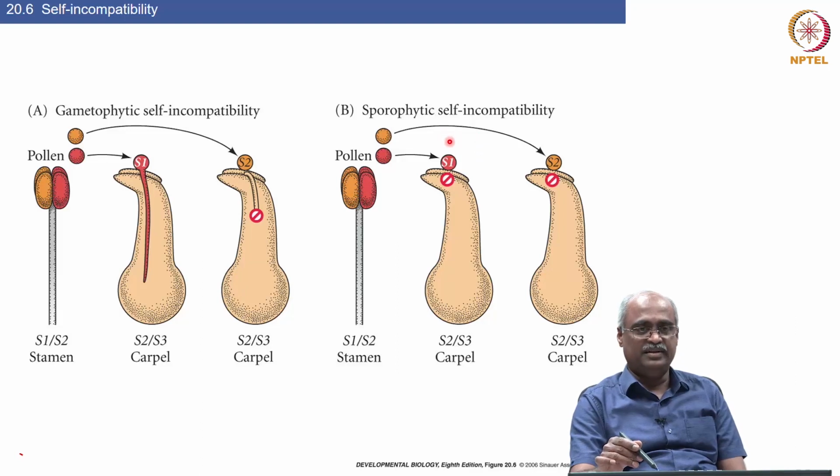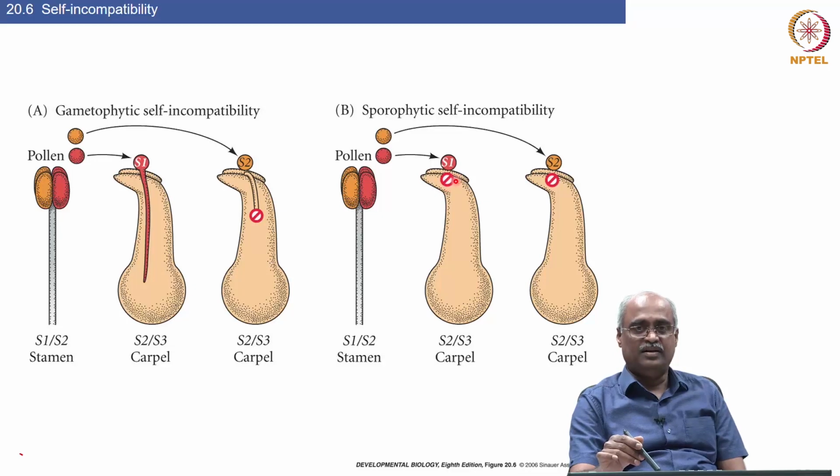layer called the exine, and the exine is produced by the sporophytic tissues. So, the sporophyte had S2 and therefore the products of the S2 allele will be there in the exine, and due to that this carpel having the S2 will be able to recognize that component, and as a result it fails to germinate. It is primarily because the sporophytes share a common allele, although the gametophyte itself does not.